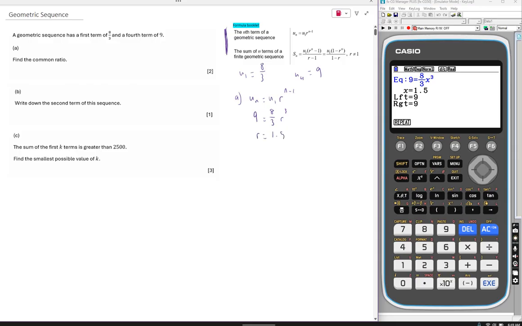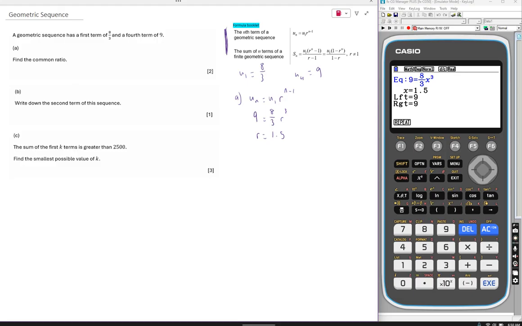So r equals 1.5. On the marking scheme, you get a mark for showing the expression or the equation, so 9 equals 8 over 3 r to the power of 3. That gets you a mark. And then you get a mark for a correct answer of r equals 1.5. If you wanted to do it algebraically and show all your steps, then you could do that as well, but in this mark scheme that I'm looking at, you don't get extra marks.